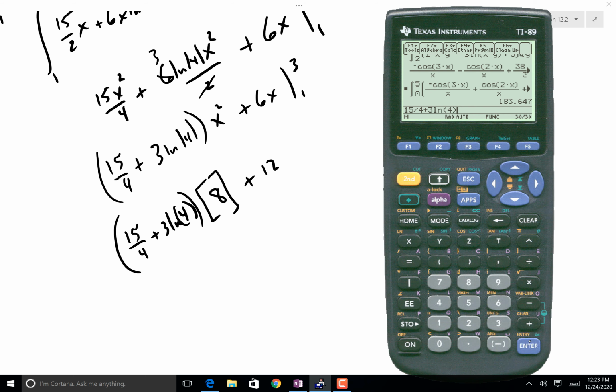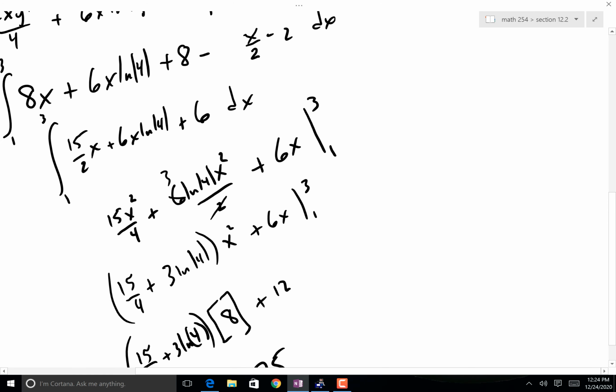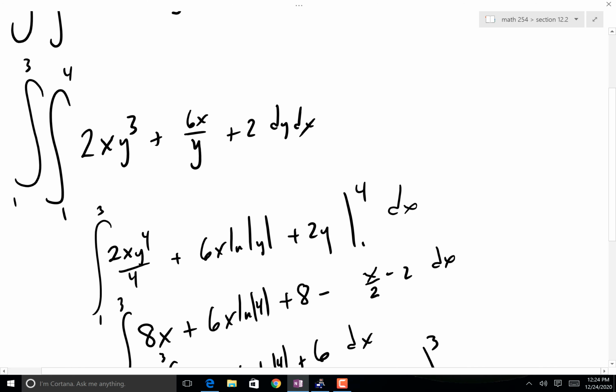We'll see if Betsy agrees with me. And if she does, that'll just make my day. 75. Cool. Let's go see if the computer agrees with me. Again, doing it by hand versus the calculator.